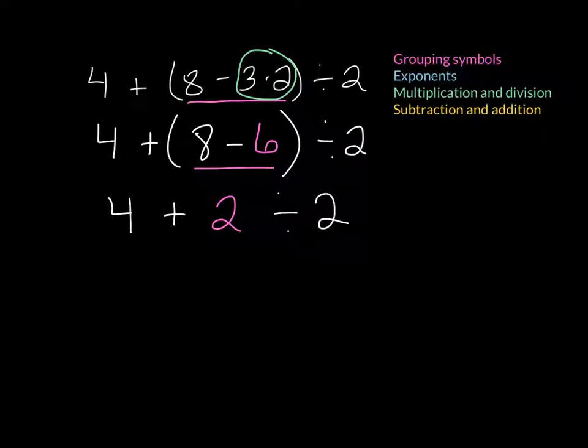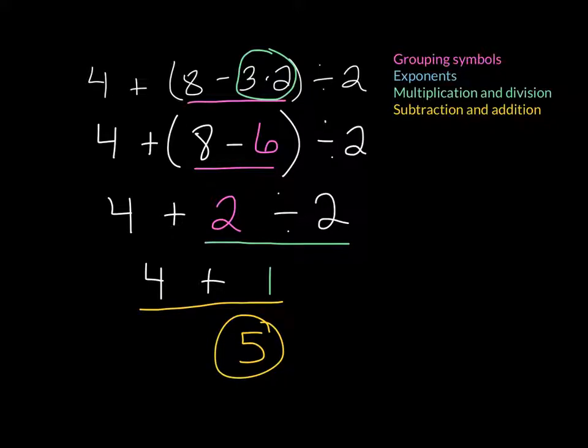Now we don't have any exponents, so we can go to the next step, multiplication and division. As we look from left to right, we do see a division here. 2 divided by 2 is 1. And we bring everything else down as it is. And now we're just left with an addition. 4 plus 1 is 5.